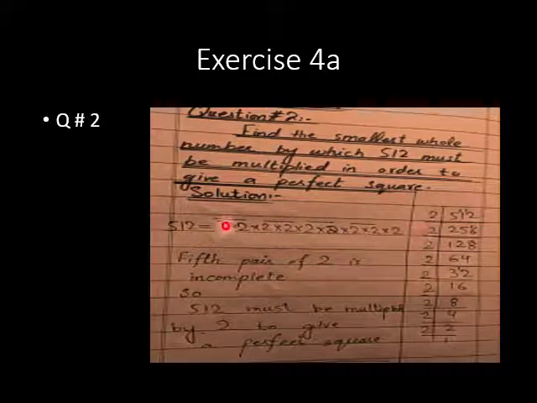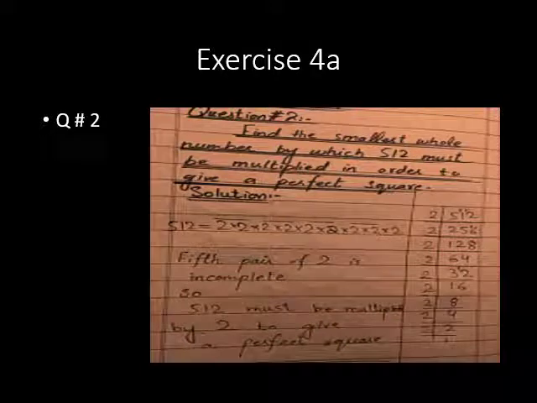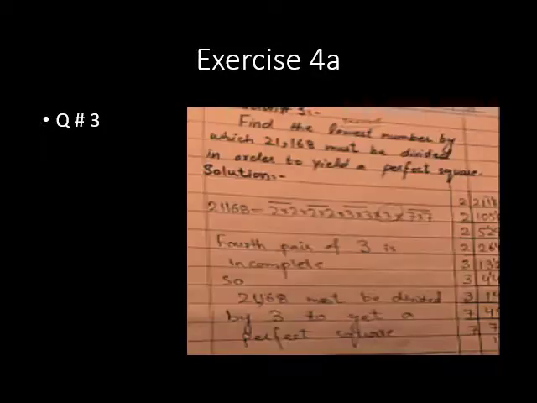Then we will write here its factors: 2, 2 times 2, 2 times 2, 2 times, and it means that 2 is left in here which does not have any pair. So the fifth pair of the 2 is incomplete. So 512 must be multiplied by 2 to give a perfect square. The requirement of the question is we have to find out the number by which we will multiply 512 to get a perfect square.